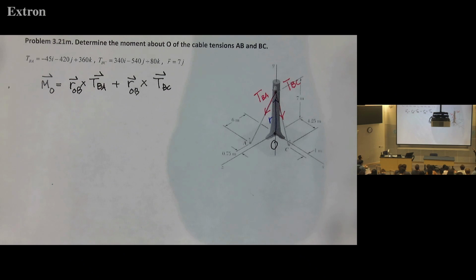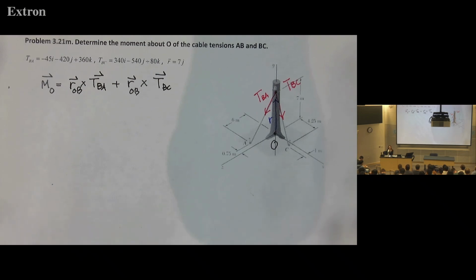And for the second one, the point of action is the same, right? That's why OB is the position vector. So then R cross F and R cross F. And we are all engineers and we learned math a lot.